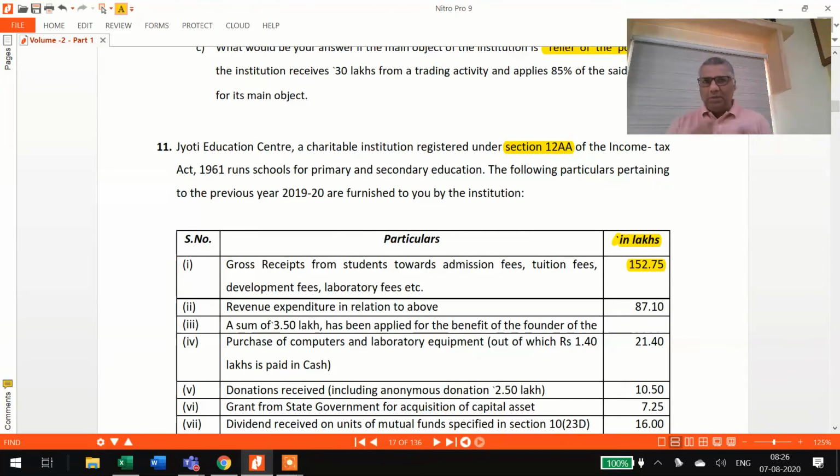Our friend was asking, what is the 10(23C)? 10(23C) does not have all these conditions of utilization, etc. You will get full exemption. You will get 100% exemption even if there are some procedural lapses. I will do questions and show you. Under 10(23C), I will directly take the income as exempt even if they have used only 80%, 75%. They give that benefit to them.